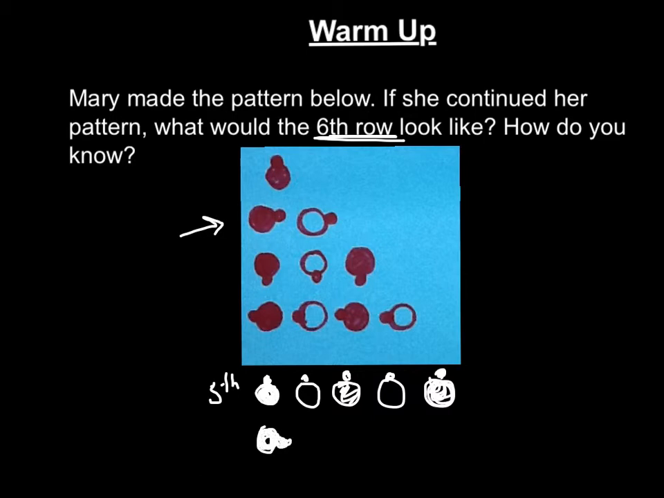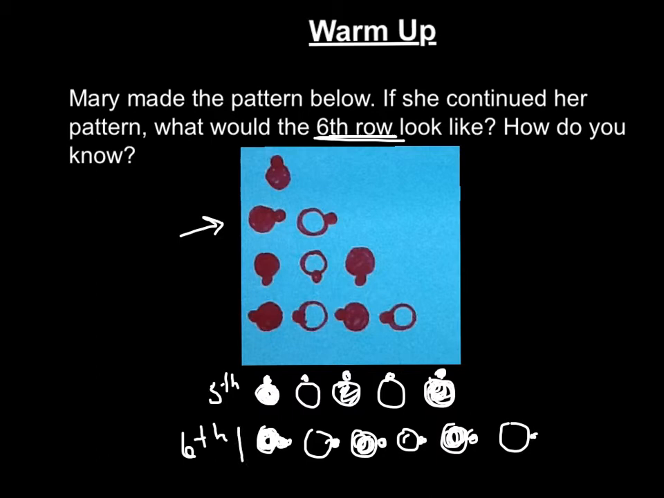So I would have 1, 2, 3, 4, 5, 6. So your sixth row should have looked like this. Thumb up if you got that right.